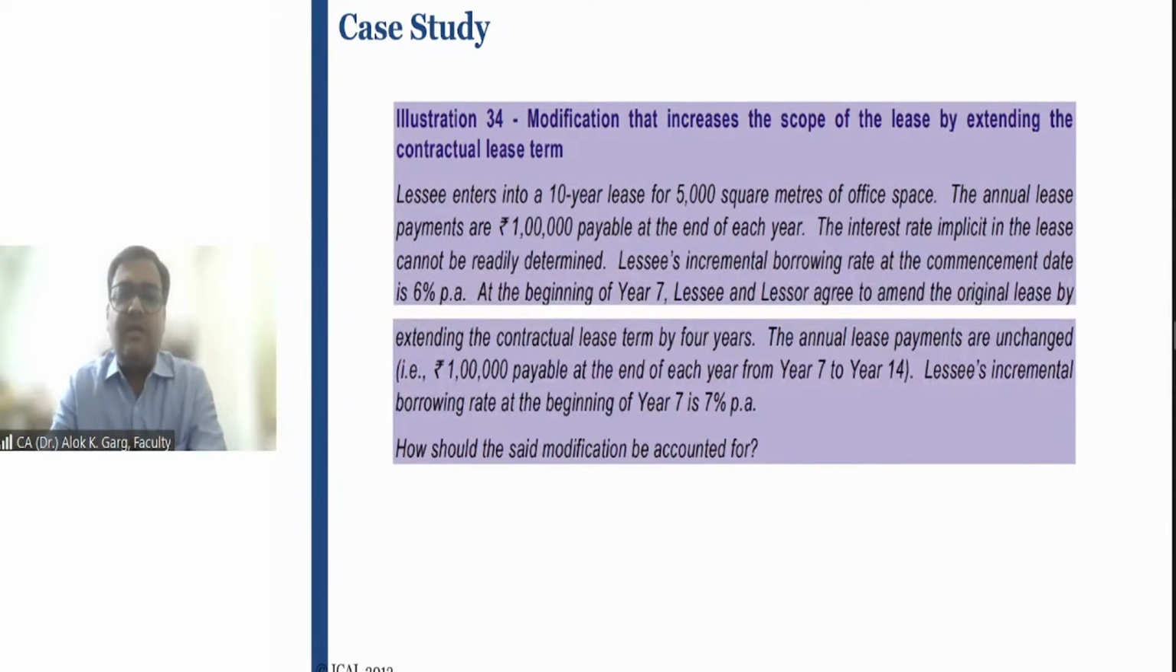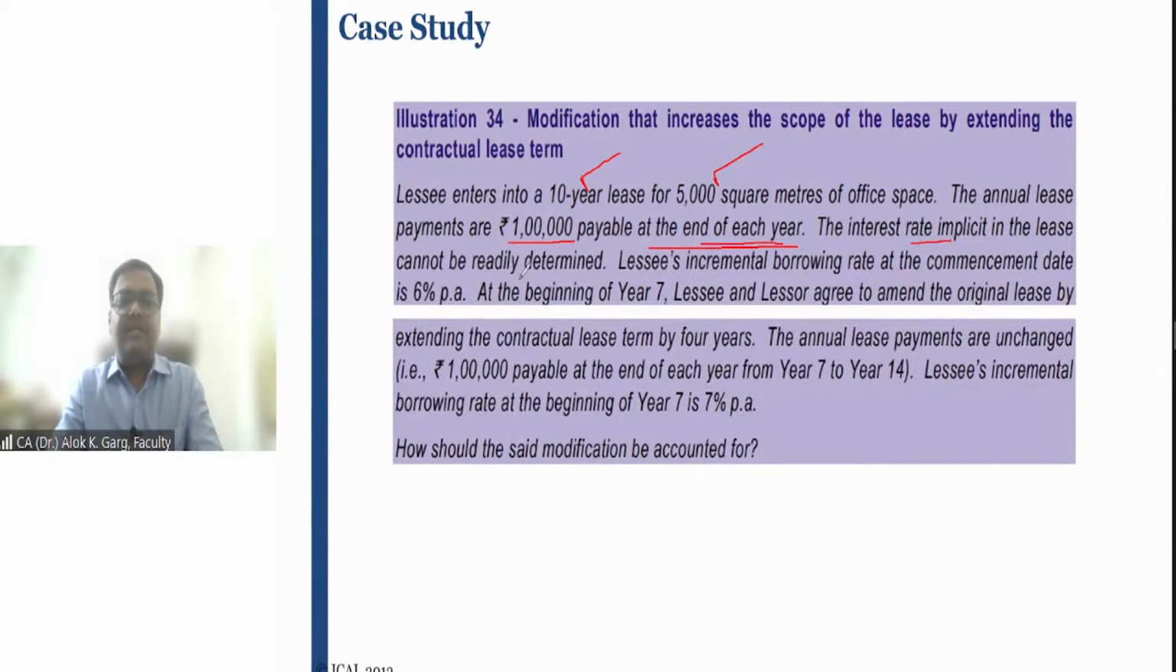What it says: a lessee enters into a 10-year lease for 5,000 square meters of office space. Lease term is 10 years. Office space is 5,000 square meters. The annual lease payments are 1 lakh rupees payable at the end of each year. So payable at the end of each year, and the annual payment is 1 lakh rupees.